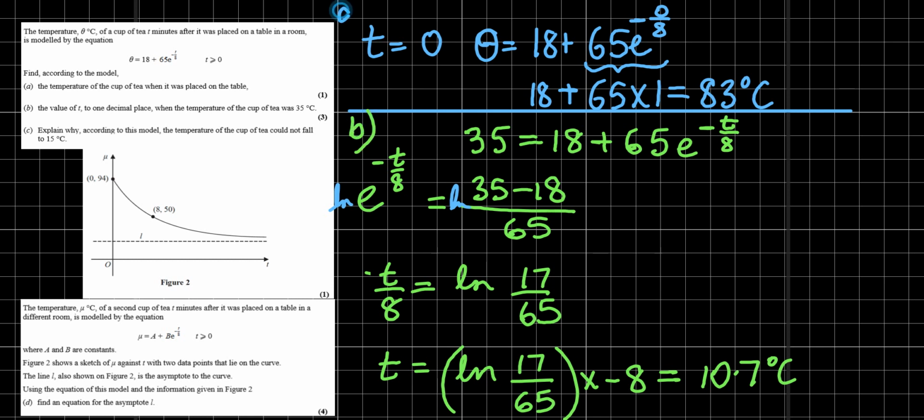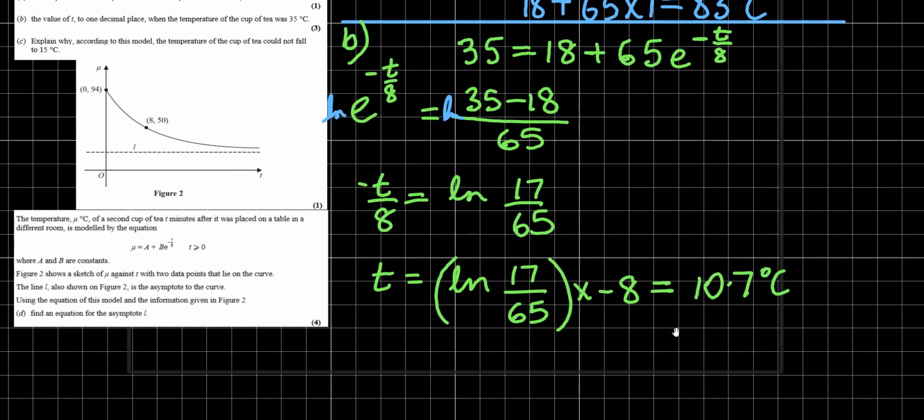Part C. Explain why the temperature of this model of the cup would not fall below 15 degrees. And the reason is because as the time goes by, if it's in a room, it means that it has to adjust to the room temperature. So it can't go below the room temperature. But we need to just prove that is the case.